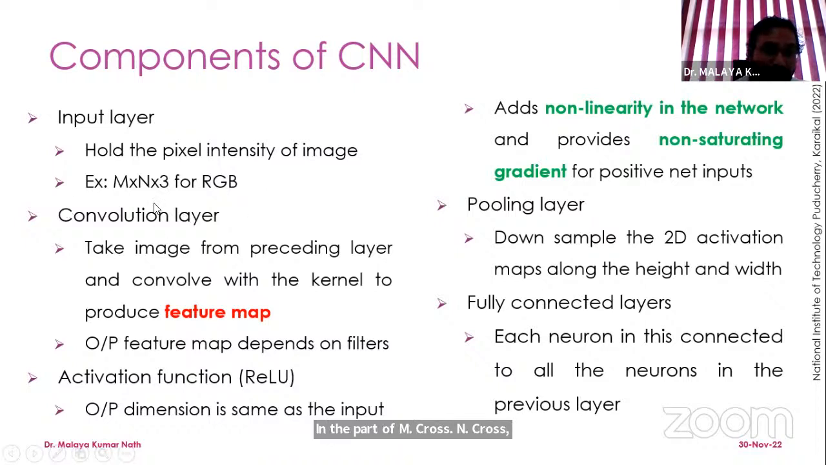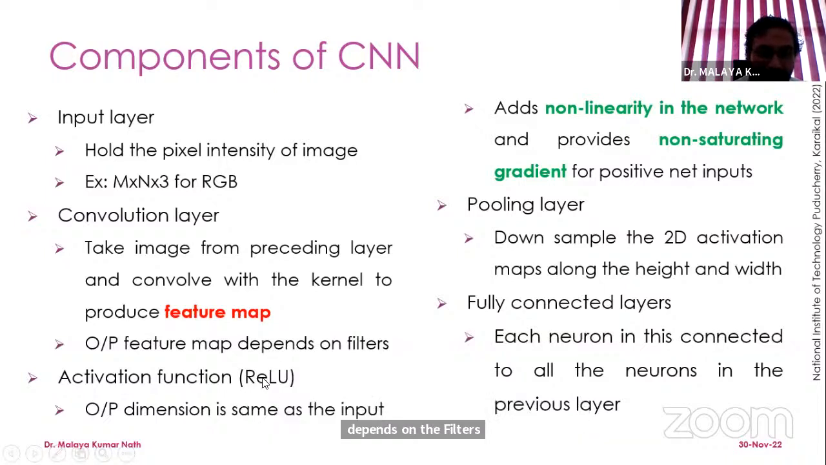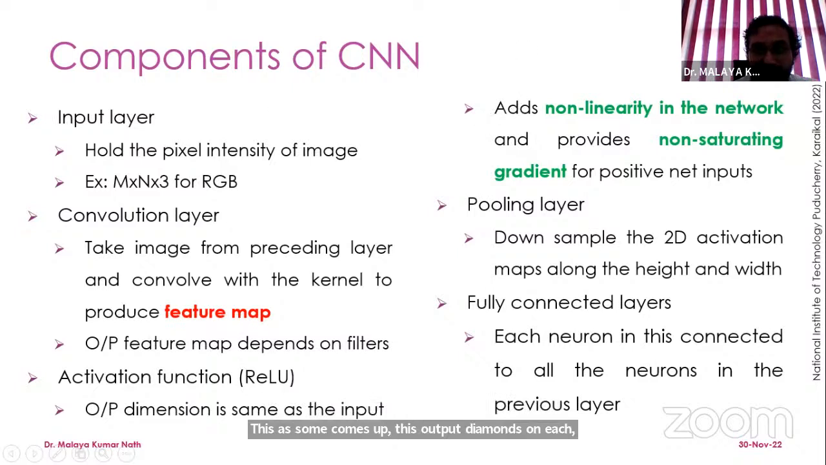There is a convolutional layer. It takes the image from the preceding layer and convolves it with the kernel to produce a feature map. That means the output feature map depends upon the filters. Then the activation function, that is the ReLU activation function. What is the importance of the ReLU activation function? The output dimension is the same as the input, and it adds nonlinearity into the network, providing a non-saturating gradient for positive net inputs. Then the pooling layer, which downsamples the 2D activation maps along the height as well as the width, and the fully connected layers, where each neuron is connected to all the neurons in the previous layer.